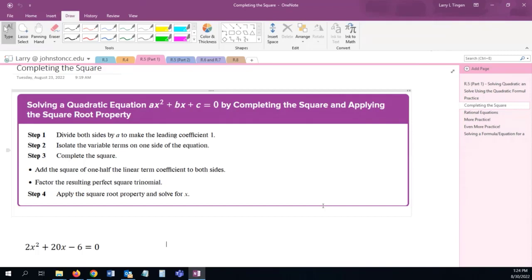All right. Second step, isolate the variable terms on one side, complete the square. What does that step mean? That means add the square of 1/2 of the linear term coefficient to both sides, and then factor, resulting in a perfect square trinomial, and then lastly apply the square root property. So when we factor to solve, we use the zero product principle, right? So that's kind of working the same thing. Completing the square is just getting us to a place where we can apply the square root property.